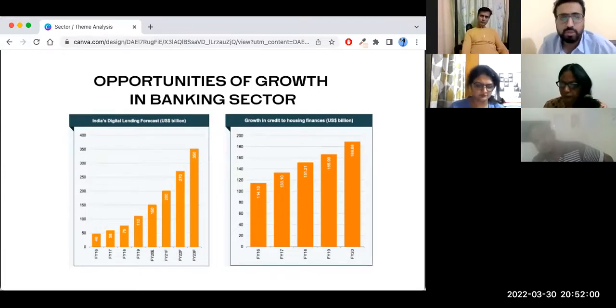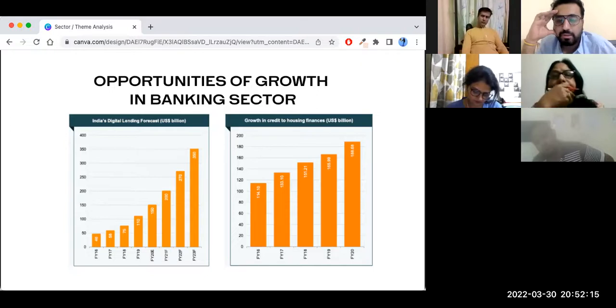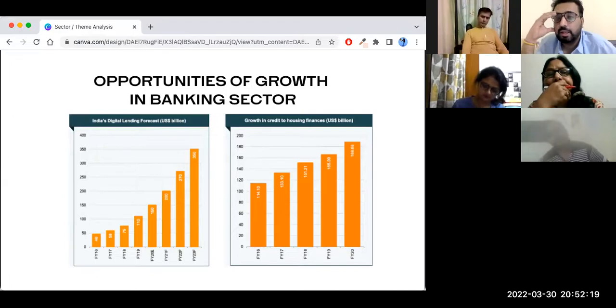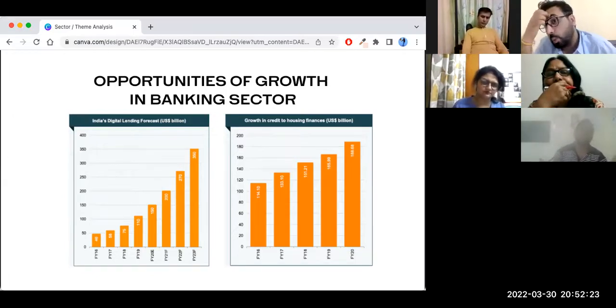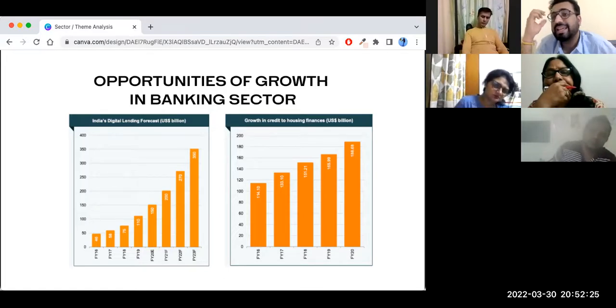Now, this is another model which you have to consider, which is digital lending driven by these consumer startups. Now, let us say Flipkart has to go into lending. Right? Now, there are two ways a company like Flipkart can go into lending. One way is they can tie up with an NBFC.